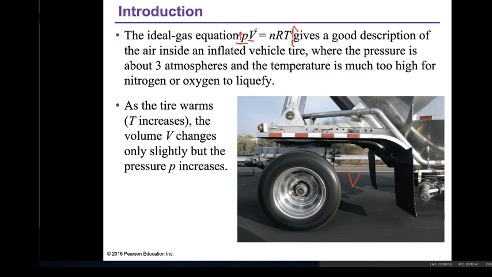If the tire were made of a very flexible material, then when the temperature is higher the volume would change, and the pressure wouldn't change too much. However, in the real case the tire is made of a material that keeps the volume, so the volume doesn't change. When temperature changes, the pressure changes according to the temperature change, and this equation describes the relationship between P and T.